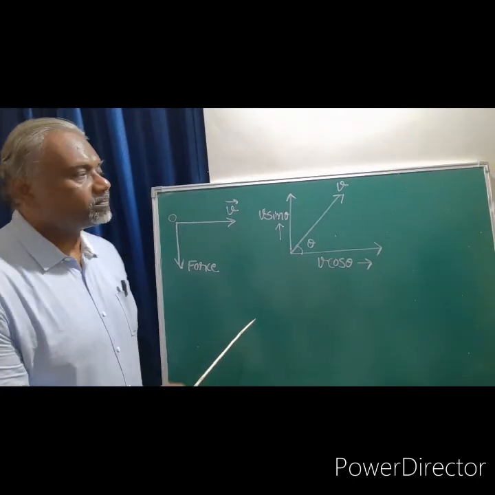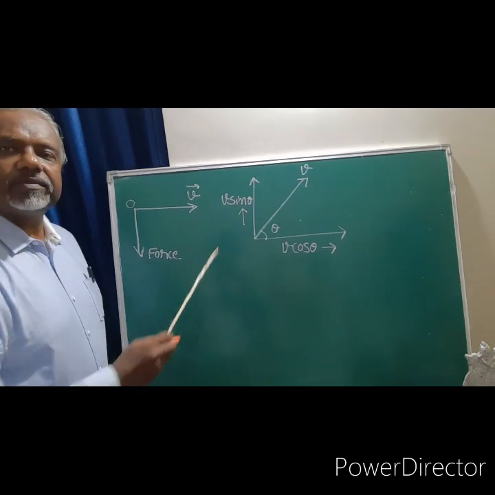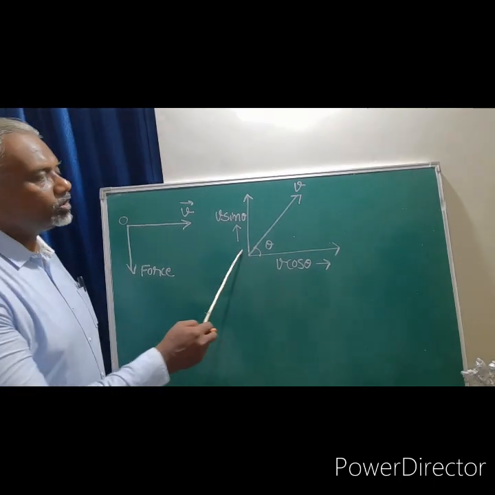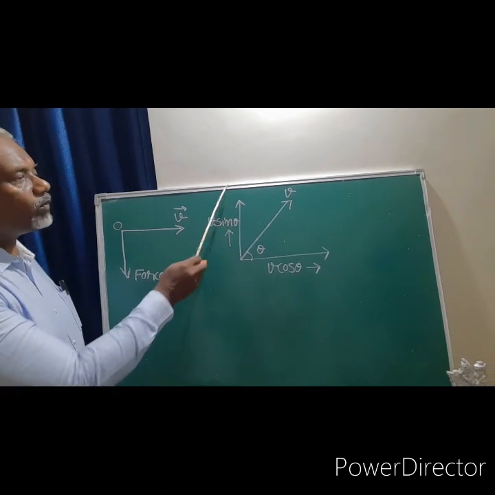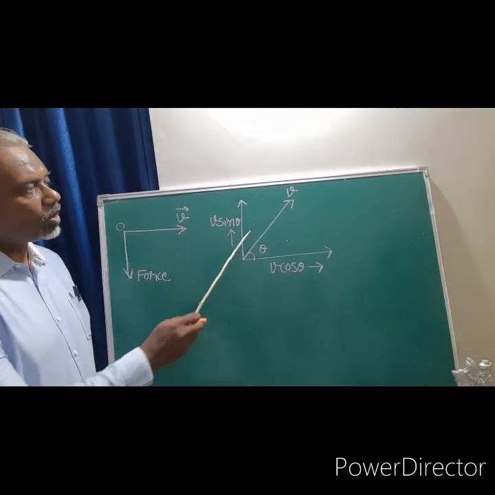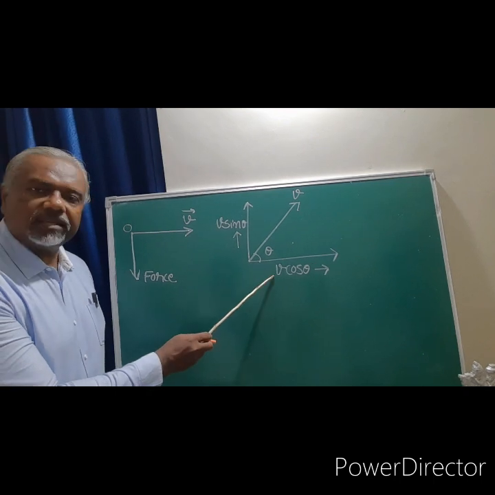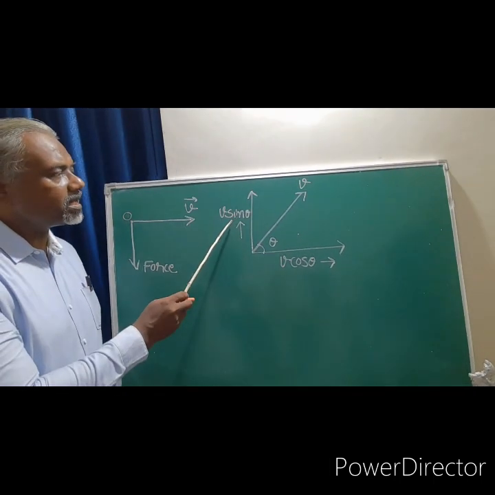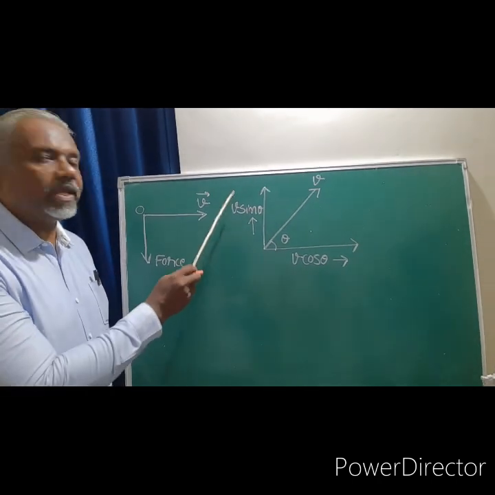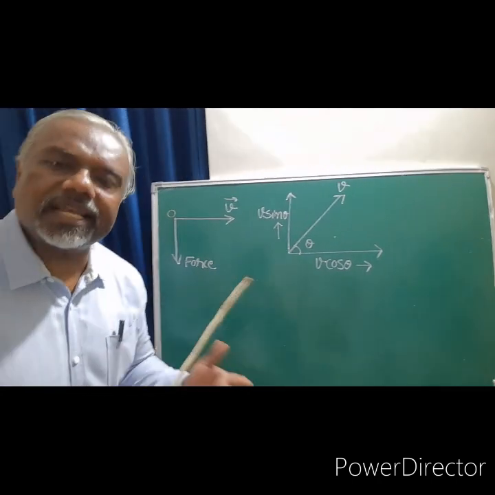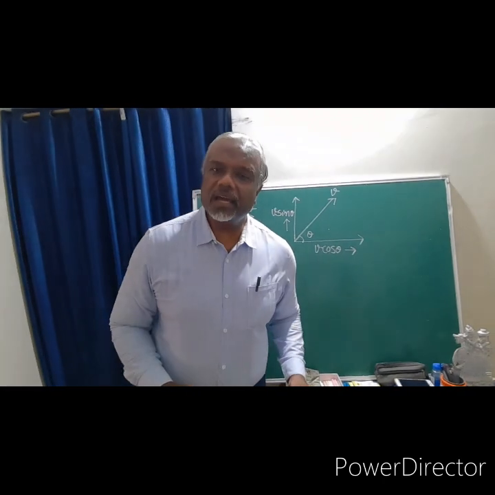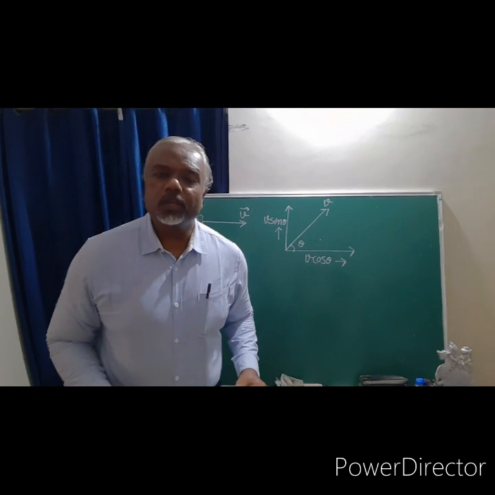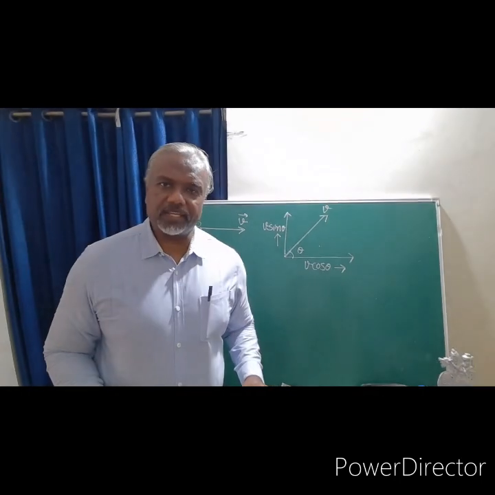Come to this diagram. Here, velocity v has been resolved along the horizontal and along the vertical direction. So the horizontal component of velocity is v cos theta, and the vertical component of velocity is v sin theta. What is theta here? Theta is the angle made by the velocity with the horizontal direction.